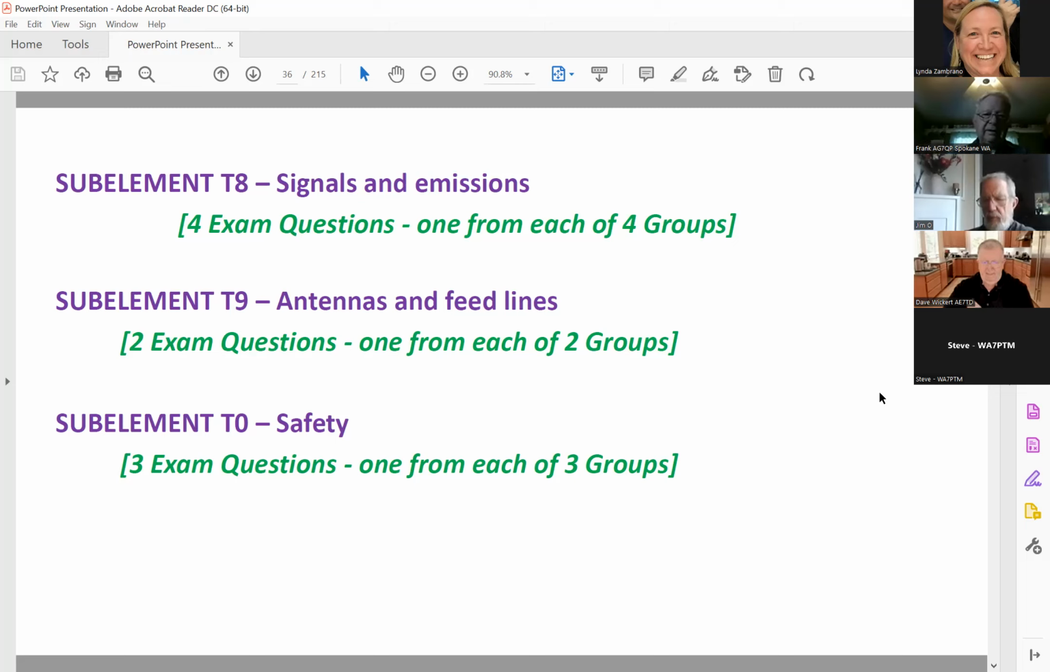Okay, then we get down to T0, and that's safety. And the general rule here is if it seems stupid, it probably is. Don't do it. So those are the 10 segments. And I might point out that there's only a few questions in each one.